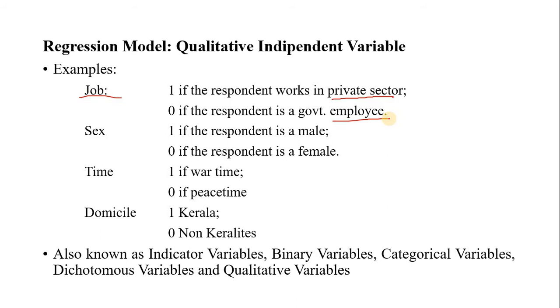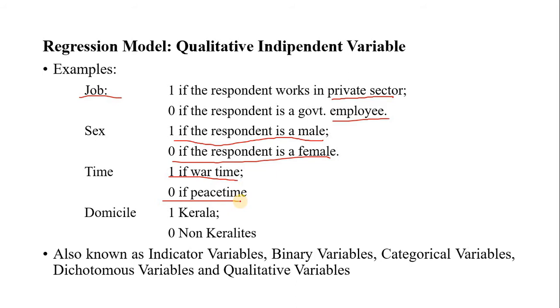Take the case of gender or sex: one if the respondent is male, zero if the respondent is female. If you take time, one is war time and zero is peace time, or one is the pre-reform period and zero is the post-reform period. Then state of domicile: one is for Kerala and zero for non-Keralites. Similarly, you will have a number of qualitative variables, and all of them can be categorized.